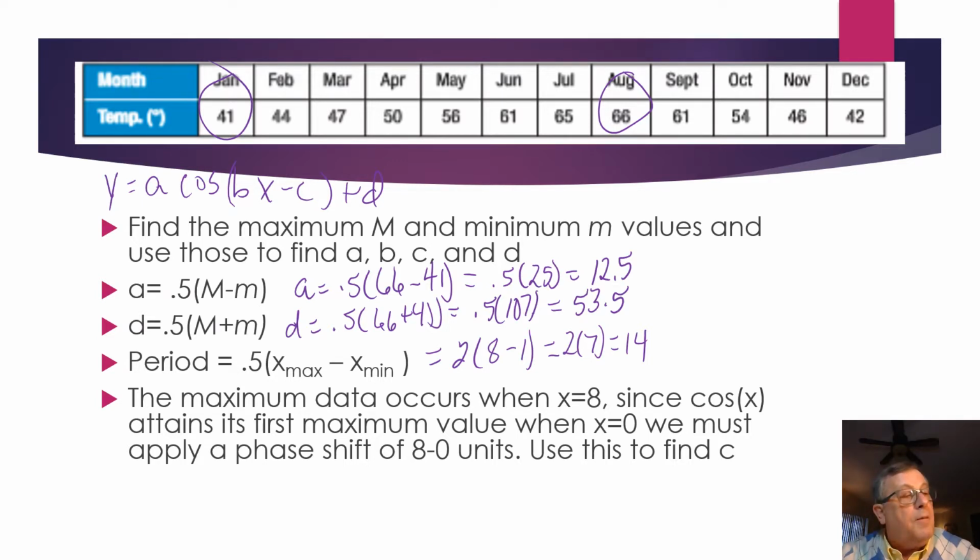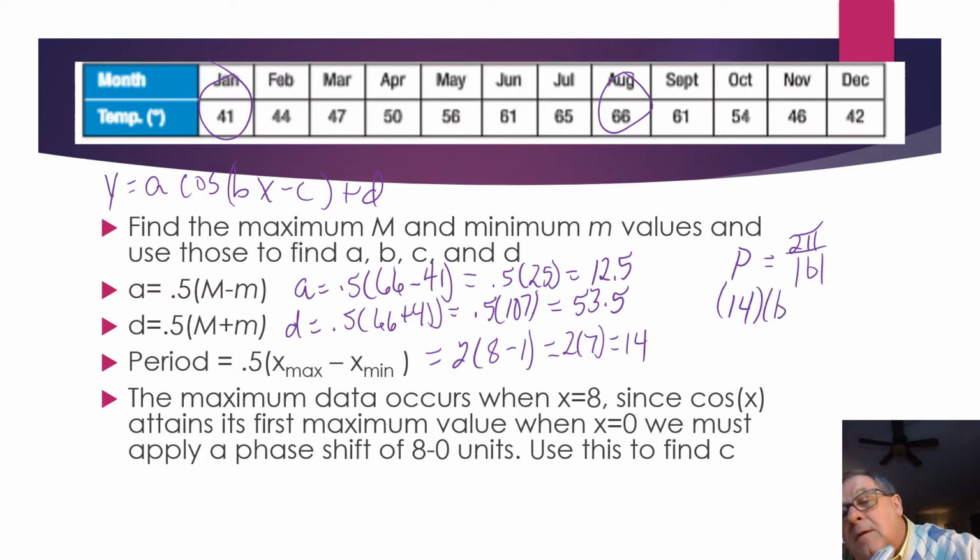Now, remember our period, I'm going to just use P, is also equal to 2 pi over the absolute value of B. Well, if my period is 14, I can find B then. 14 times B equals 2 pi, and then B is going to equal 2 pi divided by 14. So b then is going to equal pi over 7.